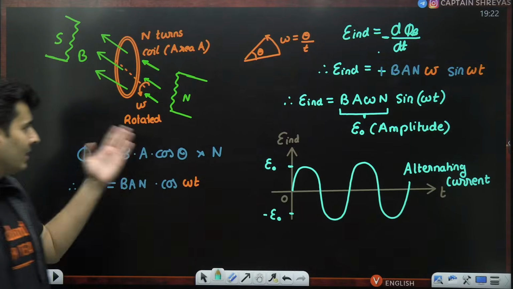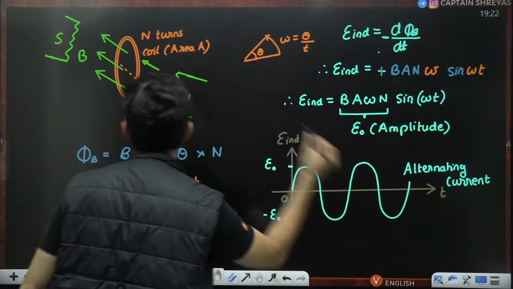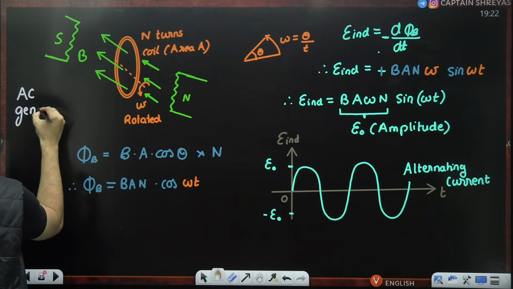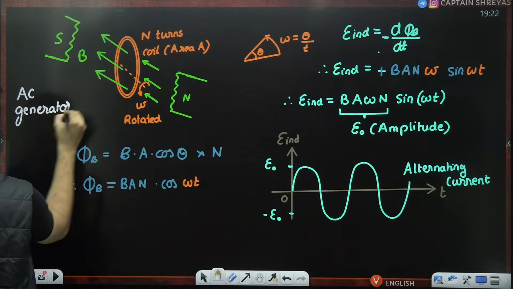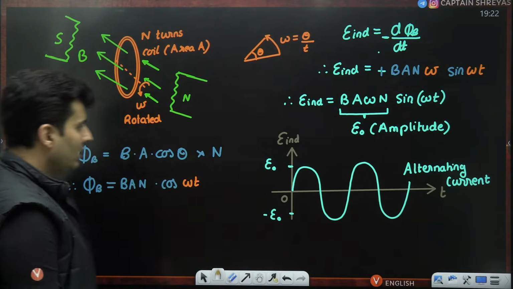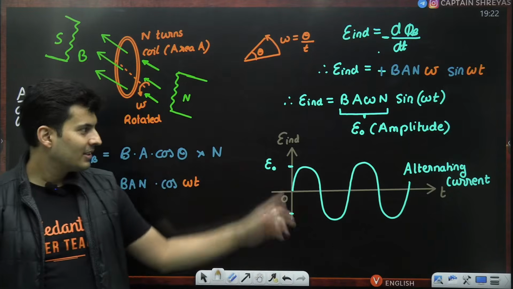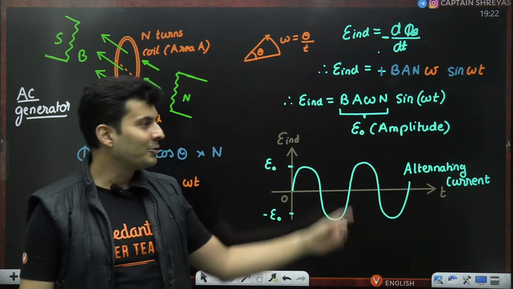In fact, this is the exact principle of working of an AC generator. And Tesla told this many years back. Yes, this is how your AC generator works. Alternating current, E naught sine omega t.